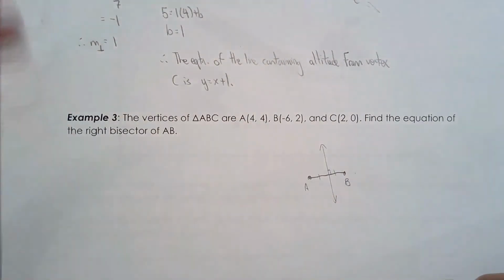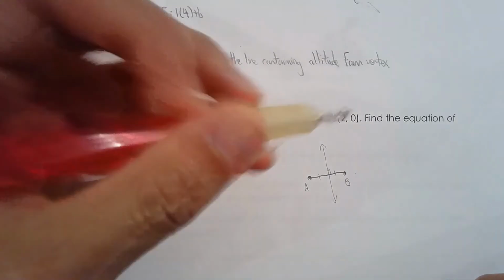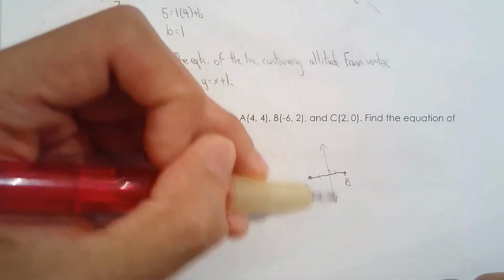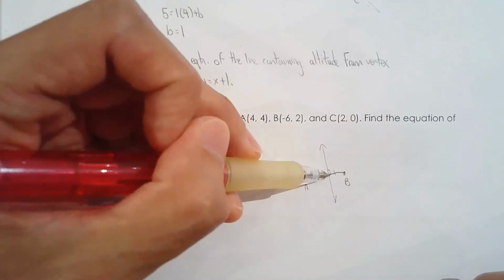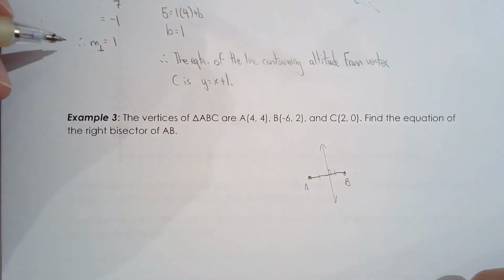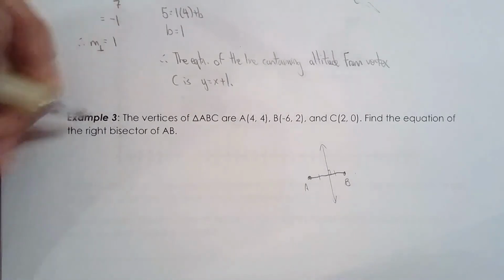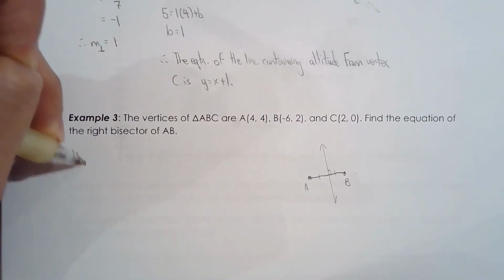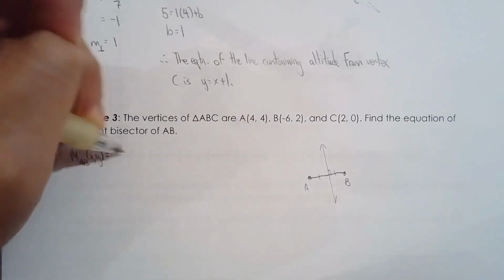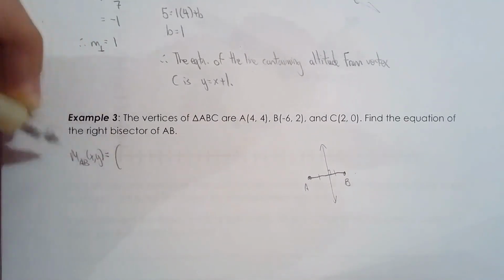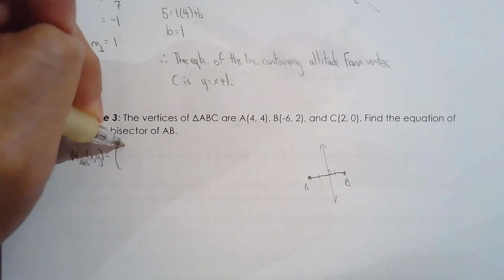Well, remember, to find the equation of a line, you just need the slope and the point, right? So if I find the slope of AB, I take the negative reciprocal, that gives me the slope of the perpendicular bisector. Find the midpoint of AB, that gives me a point. Okay? So slope of AB, midpoint of AB, that's what I'm starting off with first. You could easily find the slope of AB first.